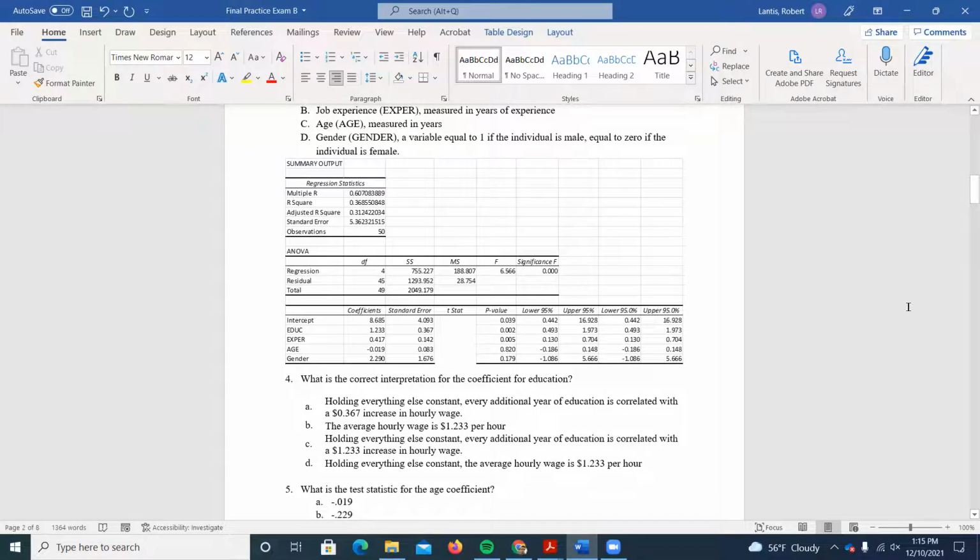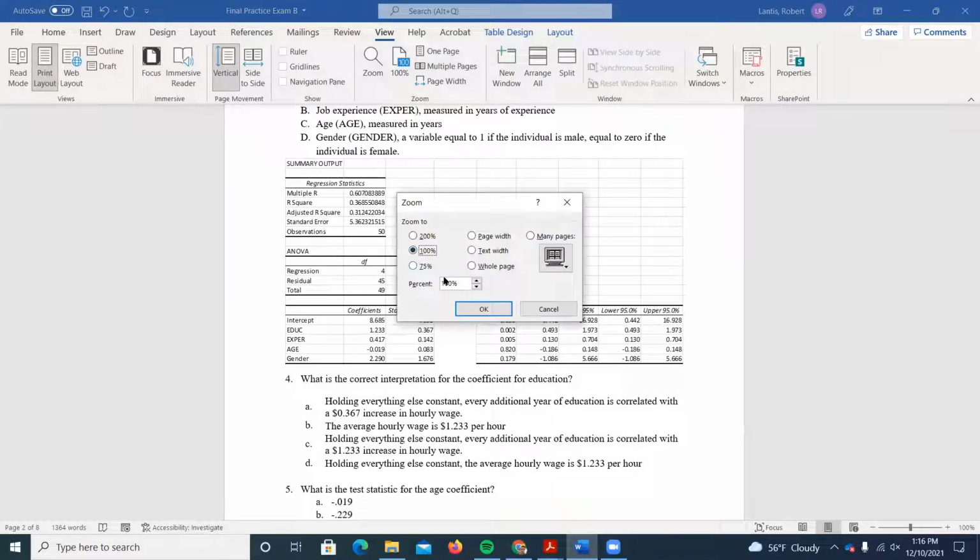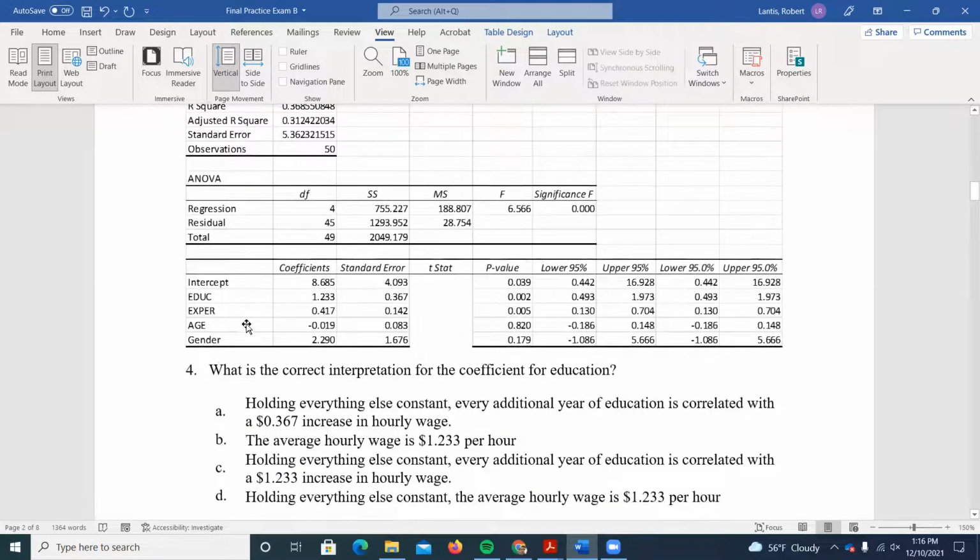So how would I interpret the coefficient on education here? I've got wage as my Y variable, or my dependent variable, and then I included education, experience, age, and gender. This is really small, even for me, so let's make it a little bit bigger, right? So how would I interpret that coefficient for education? Before I even look at the possible answers here, how would you interpret that education coefficient?